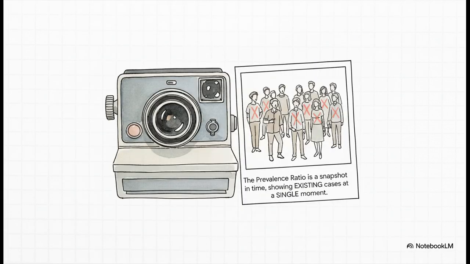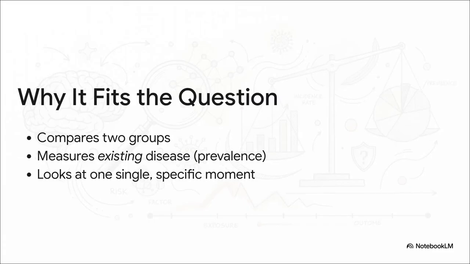You know, the best way to think about the prevalence ratio is to imagine it's a snapshot. It's like you're taking a single photograph of a whole population today. This ratio is the tool that lets you look at that one photo, that one frozen moment, and see if, say, Group A has a higher percentage of people with the disease than Group B. And this, right here, is exactly why it was the right answer to our little pop quiz. The question asked for a measure that compares two groups. Check. It focused on existing cases at a given time? Check. And it specified looking at a single moment? Our snapshot? Check again. It's a perfect fit.